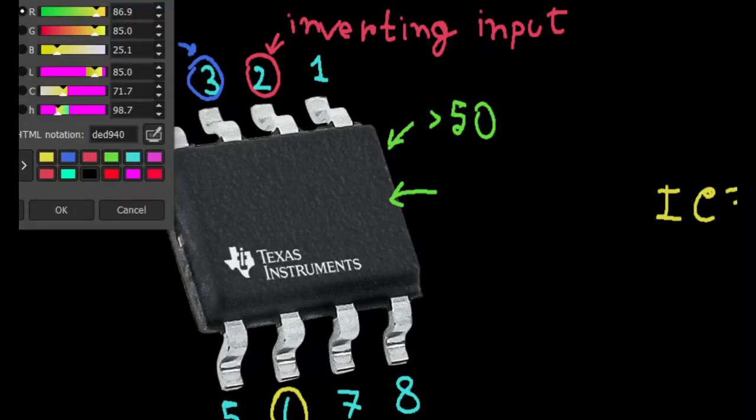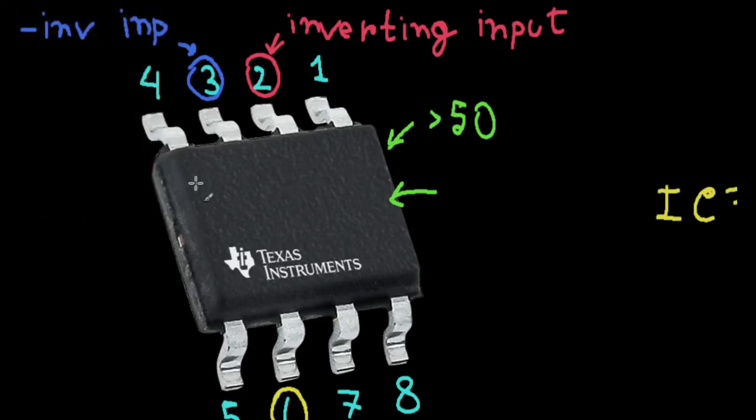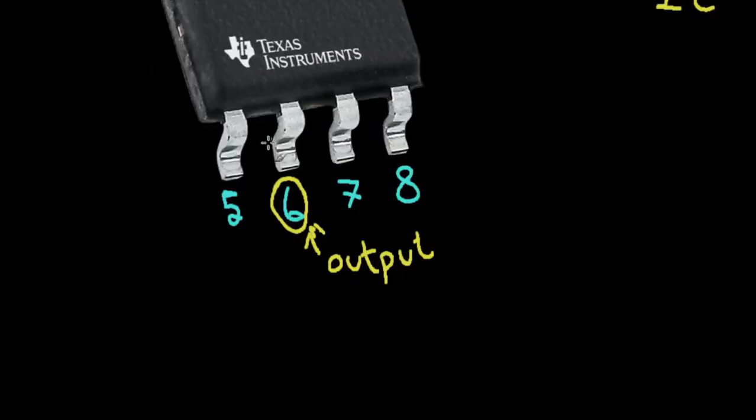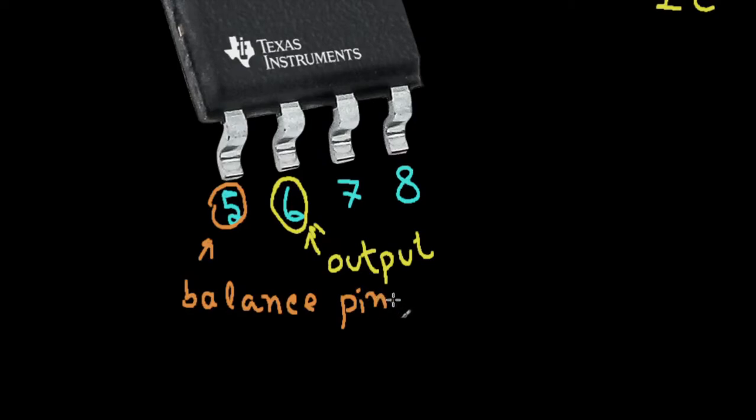Let's see. Pins 1 and 5 are called the offset null pins, or to put it more simply, the balance pins. If I wanted to describe their role as simply as possible, they make sure that your output voltage is 0 when it's supposed to be. They make certain of that.